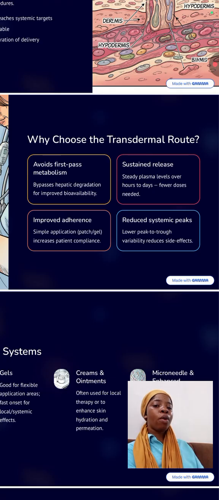Then we talk about reducing systemic side effects. How do we reduce systemic side effects with this drug? Lower peak-to-trough variability reduces side effects.